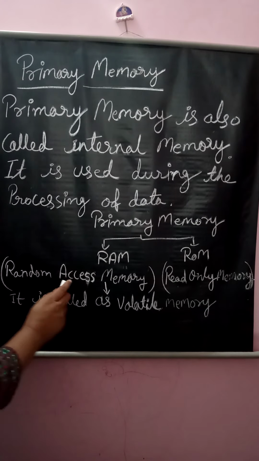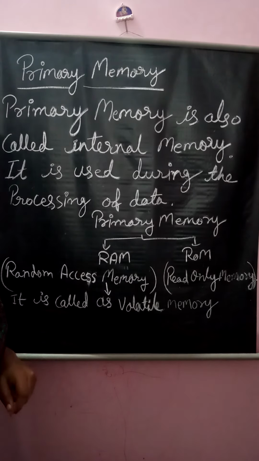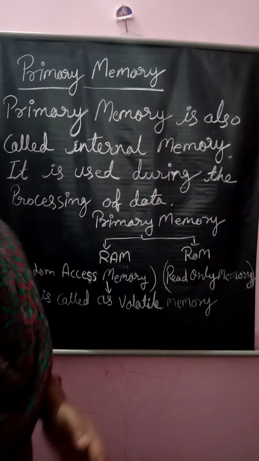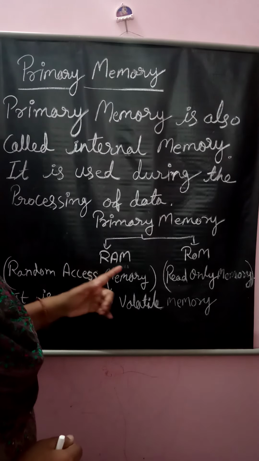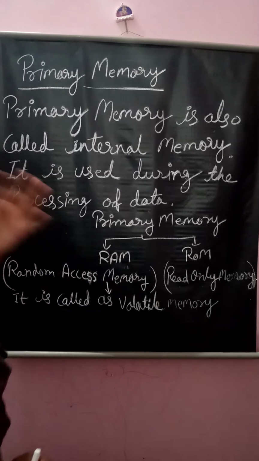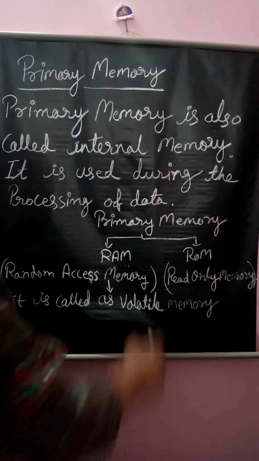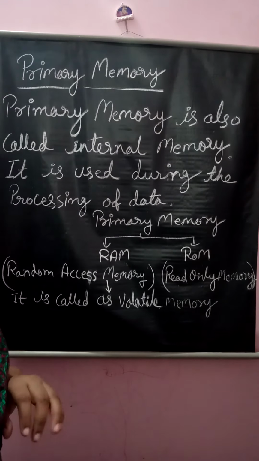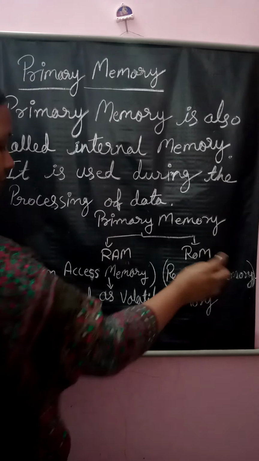So RAM is also called the volatile memory. As I told you, the computer will process the data, and the processing will be completed by the computer with the help of the primary memory. So RAM and ROM are there. RAM is random access memory. ROM is read only memory.